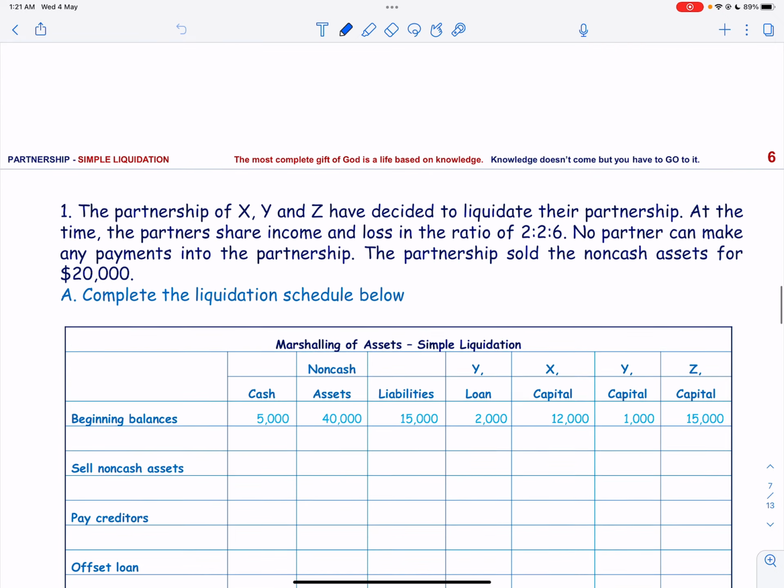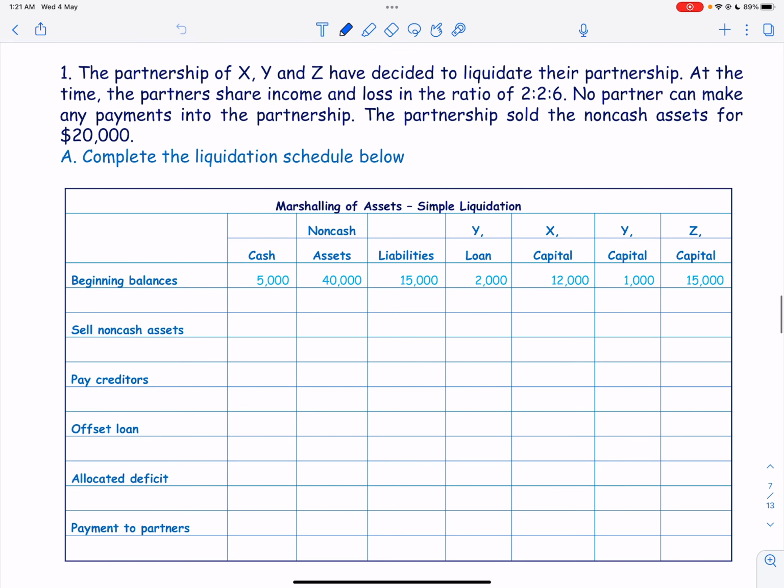Let us solve an example. The partnership of X, Y, and Z have decided to liquidate their partnership. At the time the partners share income and losses in the ratio of 2:2:6, no partner can make any payments into the partnership. The partnership sold the non-cash assets for 20,000. Complete the liquidation schedule below.